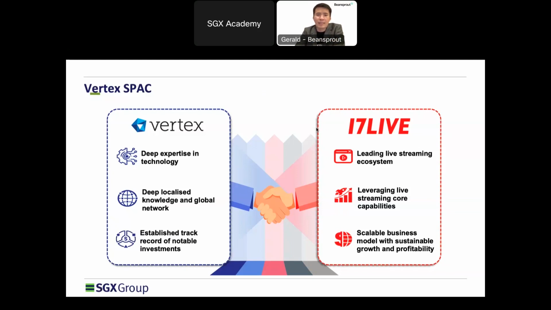is 3 key things that Vertex believes are the strengths of 17 Life. Number 1, it is a leading live streaming ecosystem. Number 2, it is leveraging on its live streaming core capabilities. And number 3, Vertex believes that it is a scalable business model with sustainable growth as well as profitability. That is the investment thesis that has been laid out as to why it finds 17 Life to be an attractive acquisition to have a business combination with.